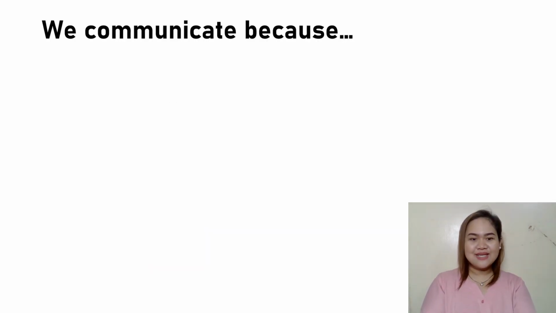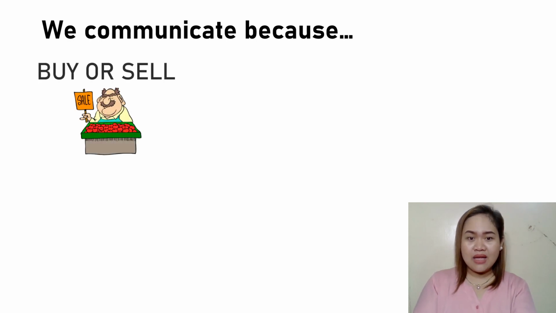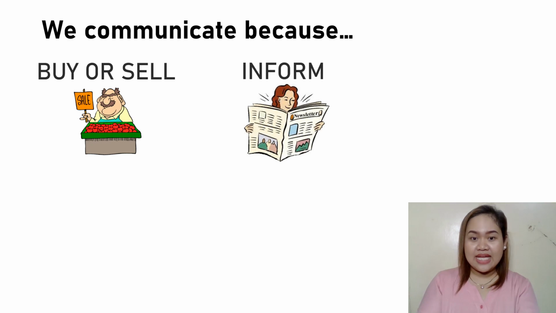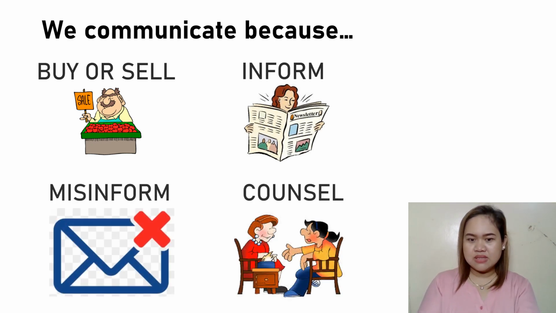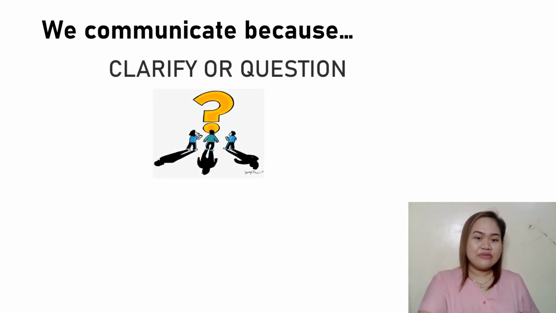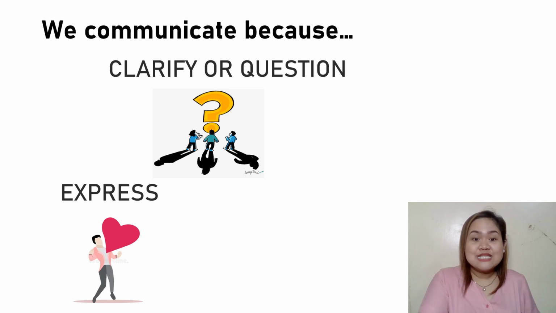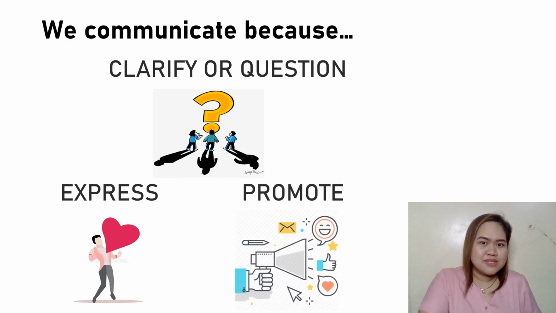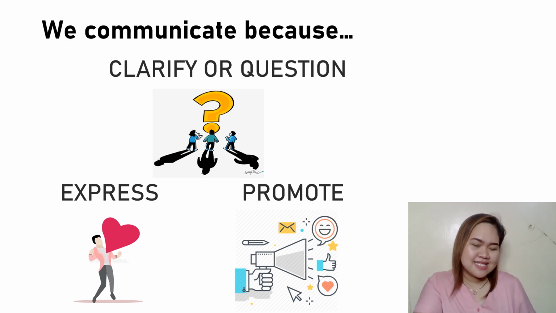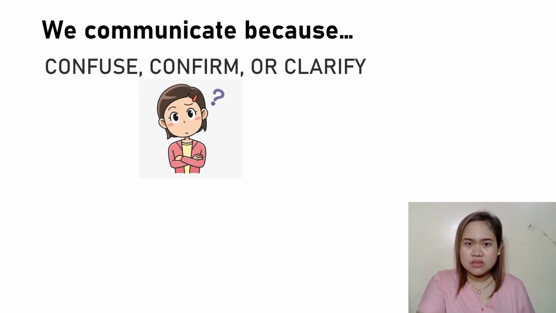So why do we communicate? We communicate because, I have here plenty of examples of why we communicate, and they are not limited to the ones that I will give you. There are still lots of reasons why we communicate. First, we communicate to inform, because we are misinformed. We want to counsel, especially people who are seeking advice. Whenever we want to clarify or question something, we express, like expressing your love to someone. We promote products and advocacies. We are confused, so we confirm or we clarify.